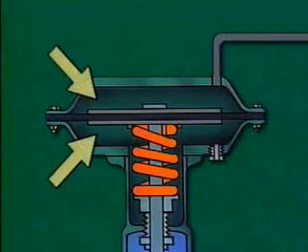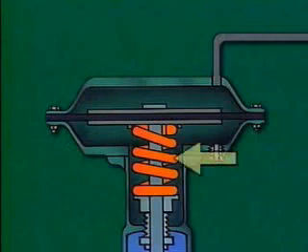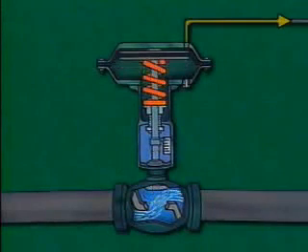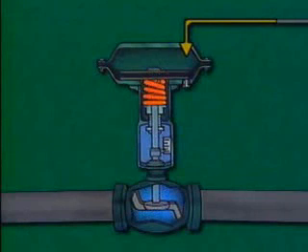Typically, the diaphragm separates two chambers within the body of the mechanical operator. A spring holds the valve open or closed, depending on its design, when no air pressure is being exerted on the valve. Disc movement is adjusted by varying the air pressure that's applied to the diaphragm. As air pressure is changed, the valve is opened or closed.